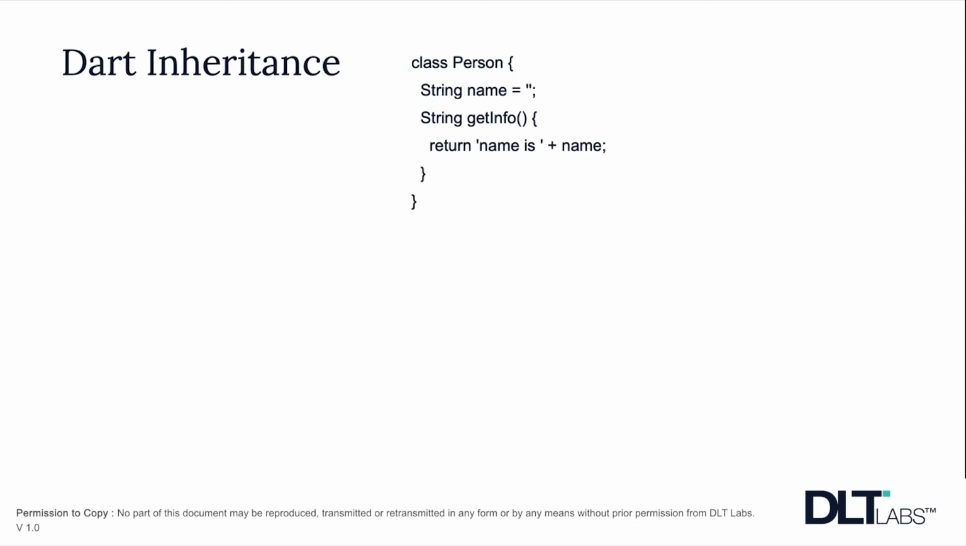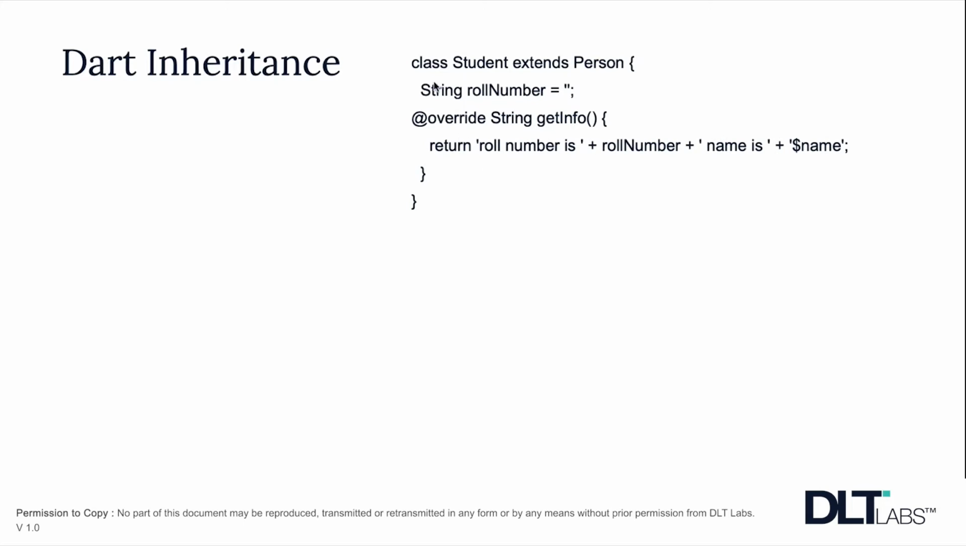It has a property String name, and we have a function called getInfo. The function returns a string, and the return is name plus name. So this is what the base class basically does. This is a child class, which is Student. The class Student extends Person. We have a property variable, which is String rollNumber. And here is the override String getInfo. So we are overriding the getInfo function from the Person class, and here it has its own return.